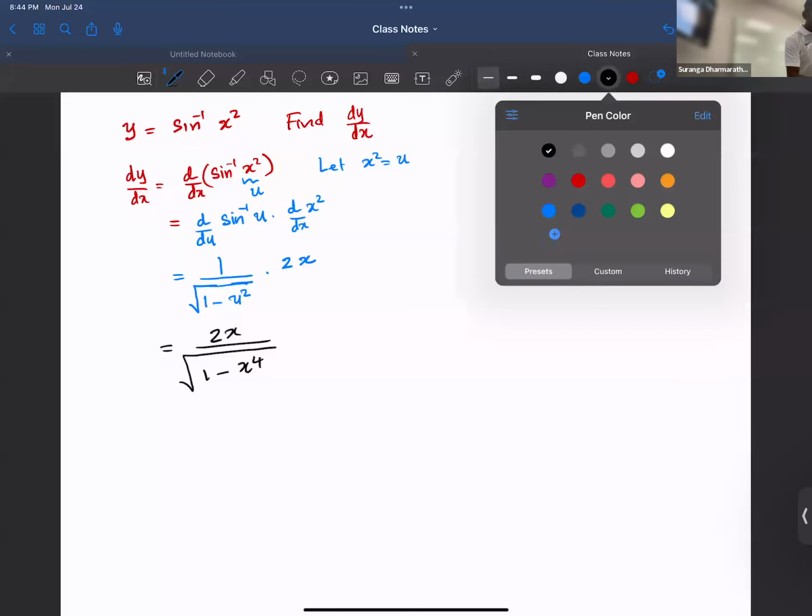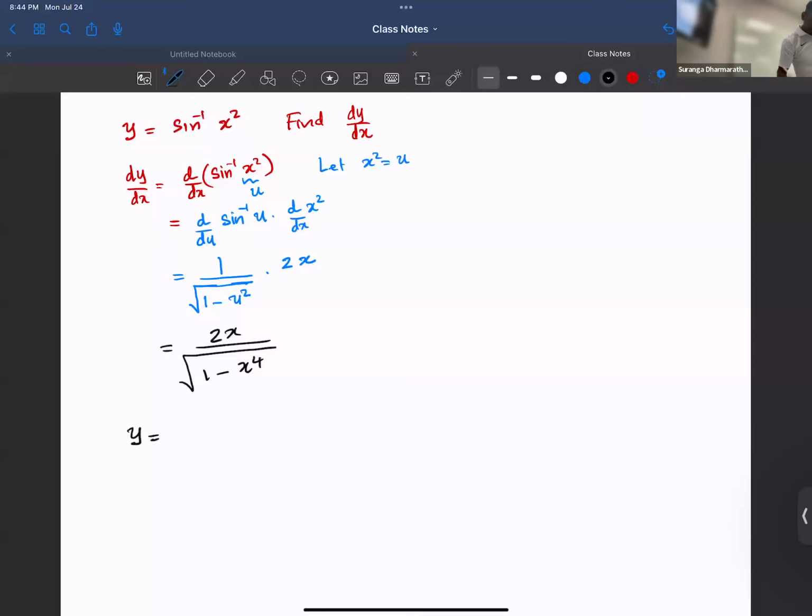Take this: y equals e to the power cosine inverse x. This is problem 38. Find dy over dx.